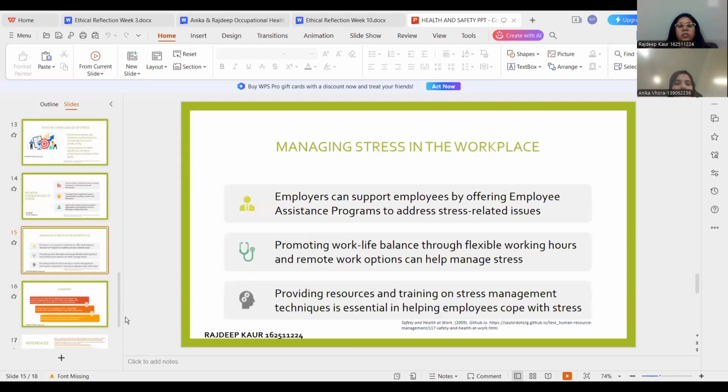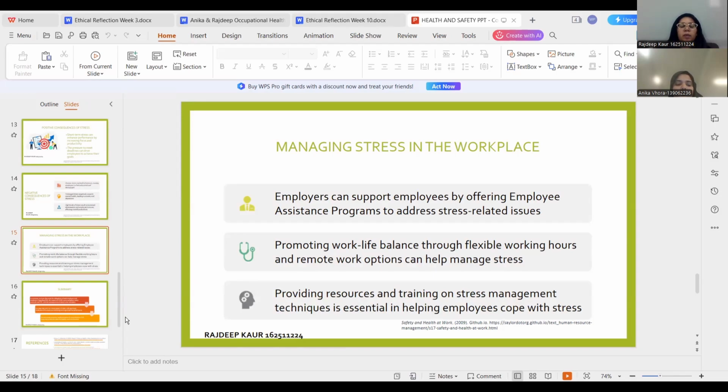To manage stress in the workplace, the first thing to be done is that the employer can support the employees by offering an employee assistance program to address stress-related issues. Under this program, employers give employees the possibility to openly share their concerns and put out the problems they are facing in their daily activities or daily routine, and they can also get support from the different support groups provided by the organization.